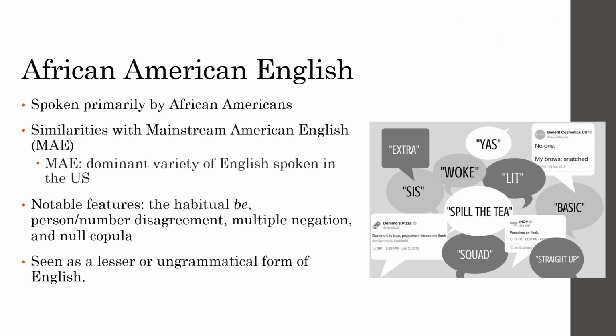African American English is a language spoken primarily by African Americans. Although it shares some similarities with mainstream American English, the dominant variety of English spoken in the US, there are key features that separate the two languages, such as the habitual be, person-number disagreement, multiple negation, and no copula. Despite being spoken by a substantial portion of the population and appearing frequently online, NLP performance on AAE continues to suffer.